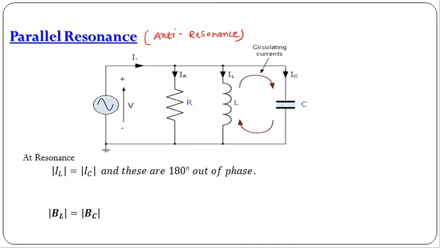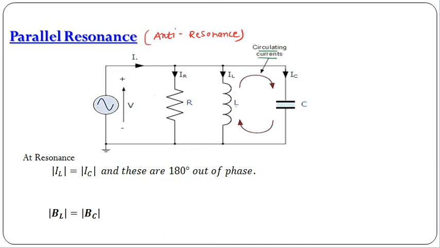Now, as we know that inductor and capacitor are energy storage elements, there will be a circulating current, because the inductor will get charged, then it will give its energy to the capacitor. So because of that, a circulating current will flow between the inductor and capacitor.